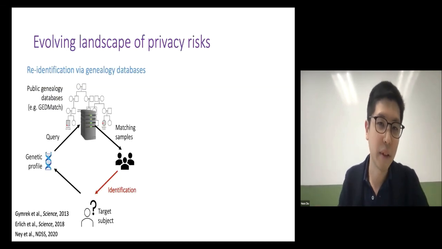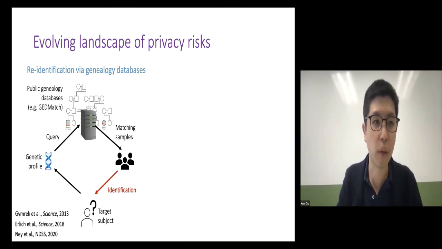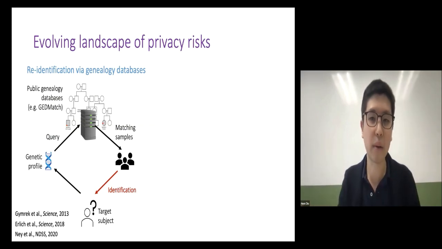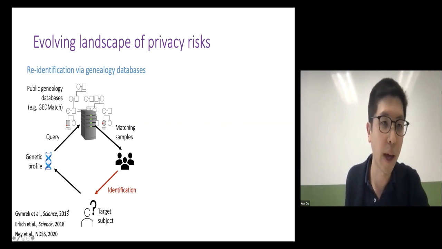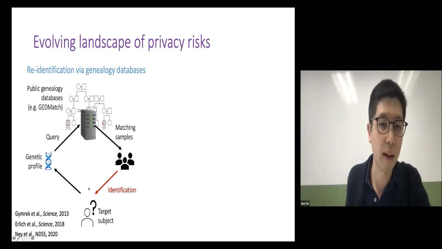So over the past decade, researchers have demonstrated a variety of ways in which privacy can be breached through genomic data. Our previous speaker also mentioned this aspect. So one key example is that genetic sequences are not only extremely unique identifiers, they can actually be used and be linked to real identities by leveraging information in public genealogy databases like GEDmatch. And this is done by querying the target genome against these databases to get a set of close relatives based on which one could narrow down the list of candidate matches.